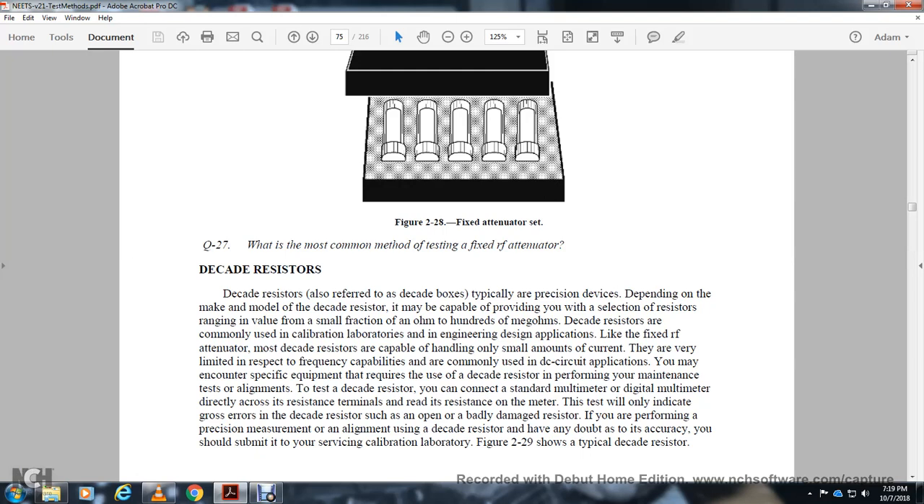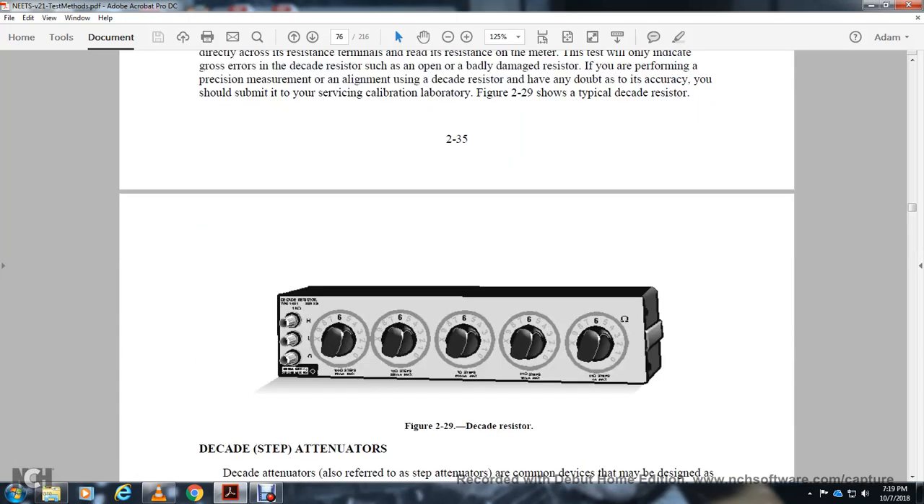To test the decade resistor, connect a standard or digital multimeter directly to the resistance terminals and read the resistance on the meter. This test will indicate gross errors of the decade resistor, such as an open or badly damaged resistor. If you are performing a precision alignment of a decade resistor, or have any doubt about its accuracy, you should submit it to the servicing calibration laboratory. Figure 222 shows a typical decade resistor.